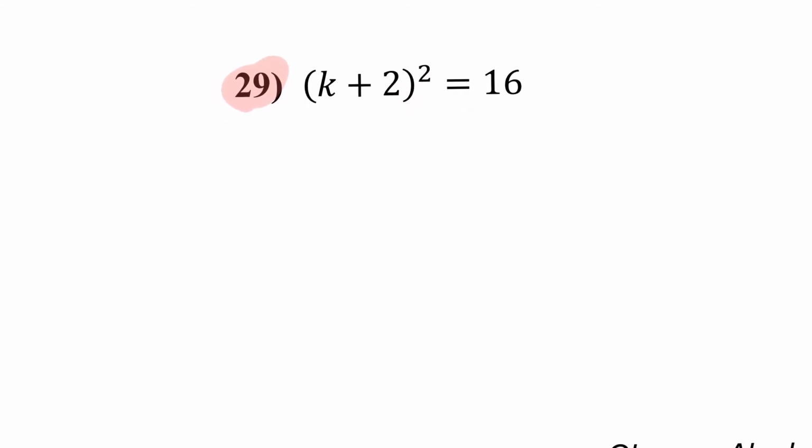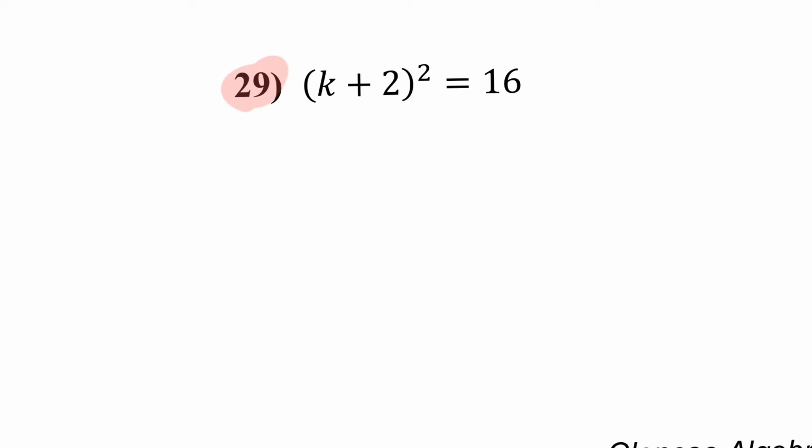29, notice that we do have a binomial square. You have k plus 2, that's a binomial with a square, and it equals 16. Well, you can solve by using the square root property. This is when you have a binomial inside the parentheses with a square, and you want to solve for the variable inside of the parentheses.